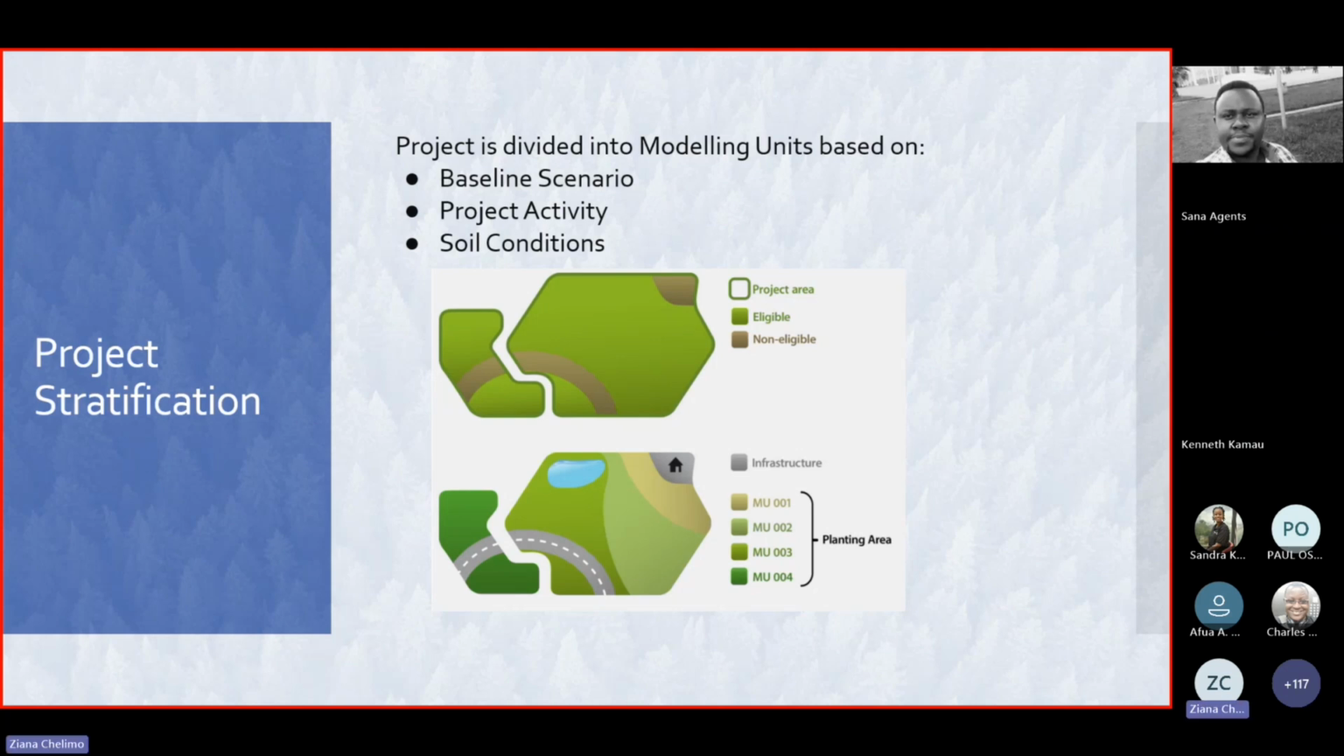Through the previous modules, Carbon First had identified at least 4 modeling units, with the first one being agriculture remaining agriculture, being converted to conservation forest through active planting. The other one was agriculture remaining agriculture, being converted to rotational forest through active planting. The third one, barren land remaining barren land, being converted to conservation forest through active planting.